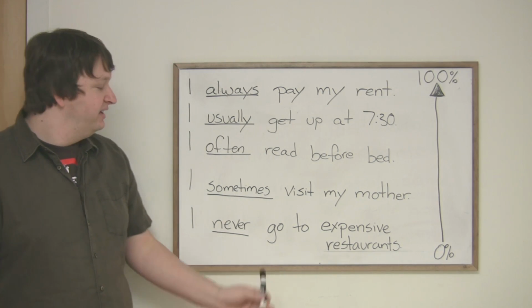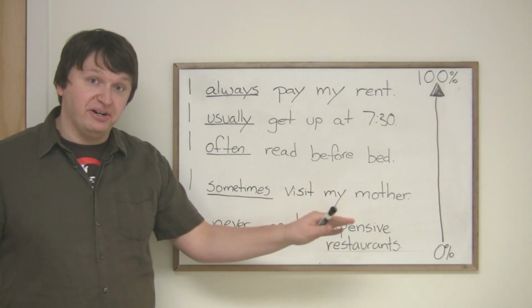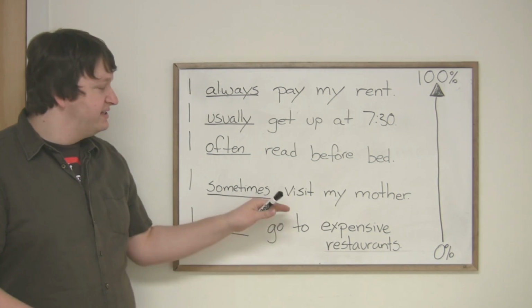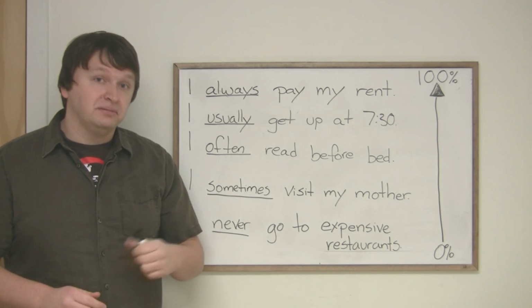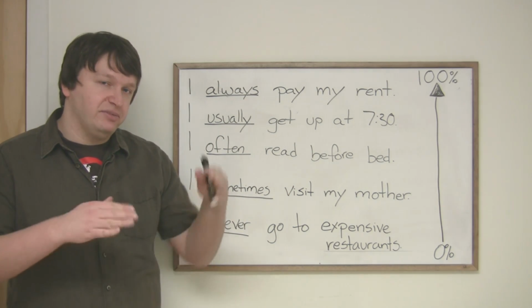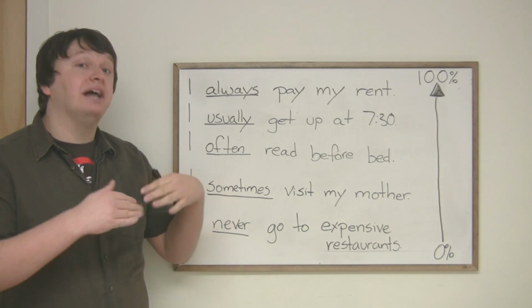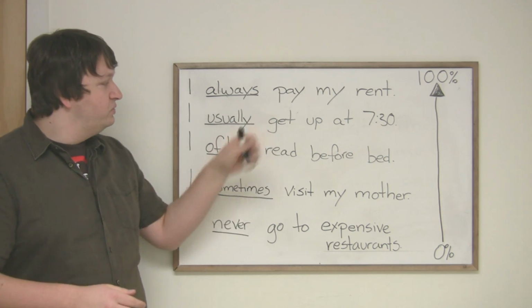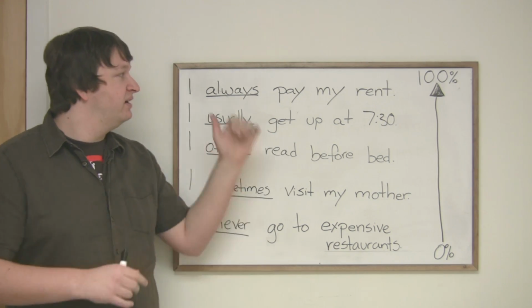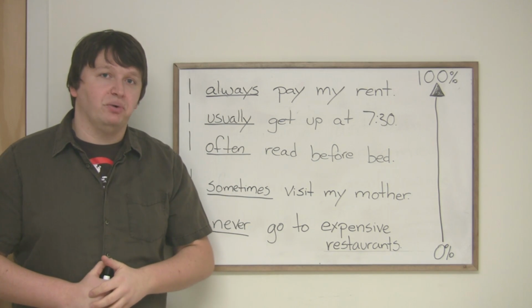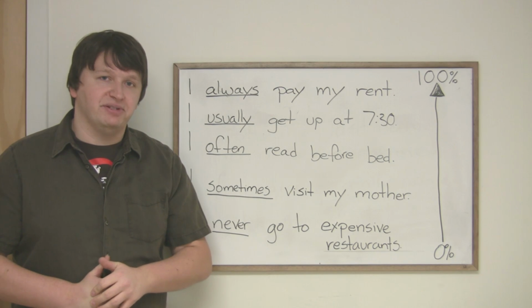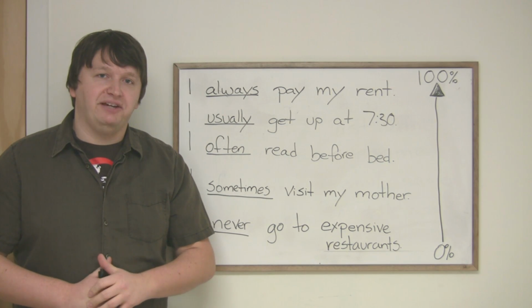Okay, so again, never, none of the time, sometimes, some of the time, often, not most of the time, just below most of the time, a lot of the time, usually, most of the time, always, all of the time. If you'd like to do a quiz on these words and adverbs of frequency, you can check out engvid.com.